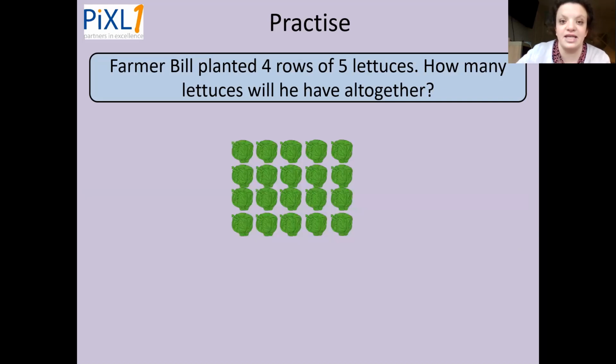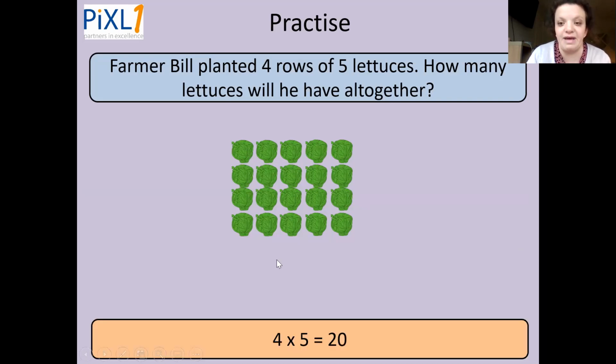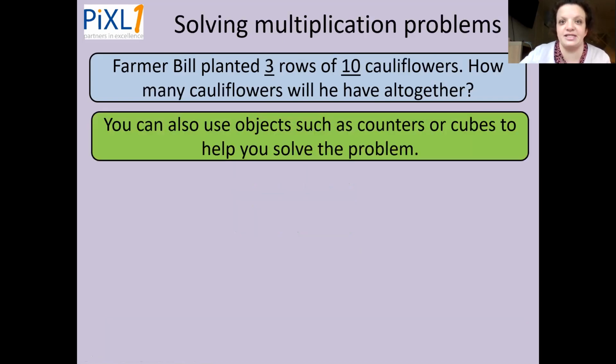Okay, well done. So here's my picture. I've got 4 rows, 1, 2, 3, 4, and in each row I've got 1, 2, 3, 4, 5. Which makes the number sentence 4 times 5 equals 20, or 5 times 4 equals 20, because remember, multiplication is commutative. It doesn't matter which order we put the numbers in the number sentence.